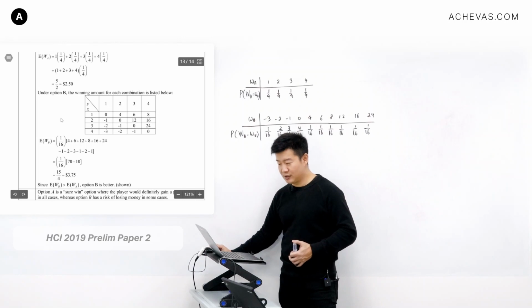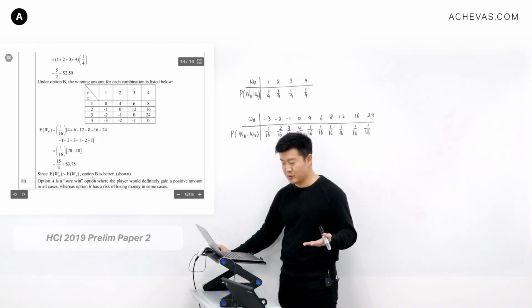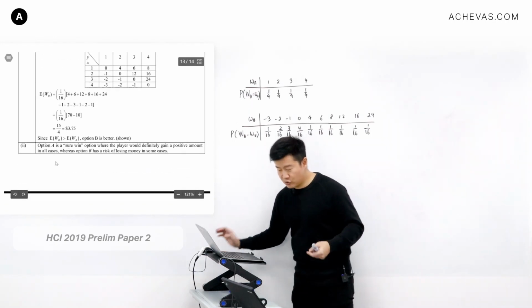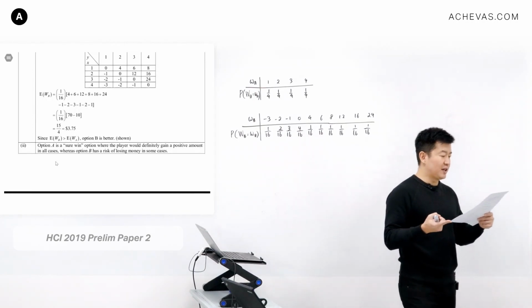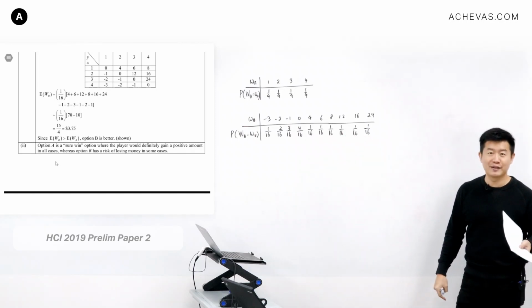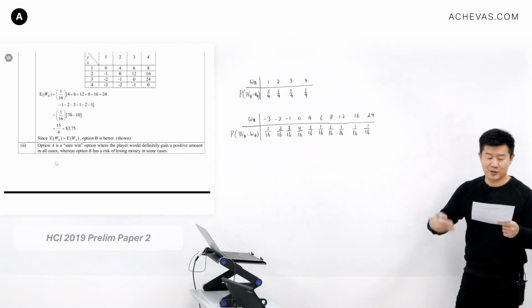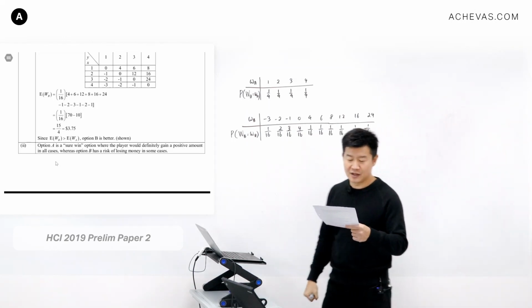The expectation, which one do you think you will be expecting to earn more? Expectation of this is higher, so option B will earn more. Part 2 suggests why a risk-averse player would choose option A. I think Hua Chong gave a very commonsensical answer here. In fact, it was the question that is already requesting for common sense to be applied.